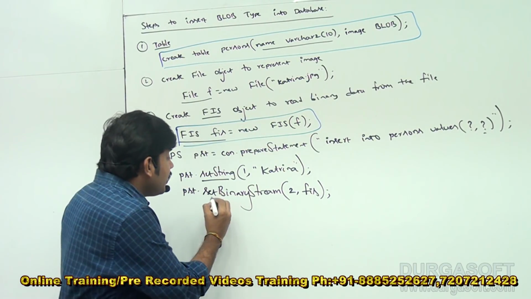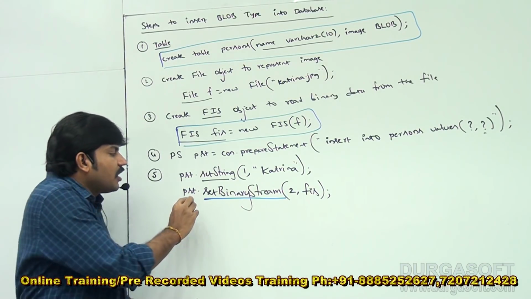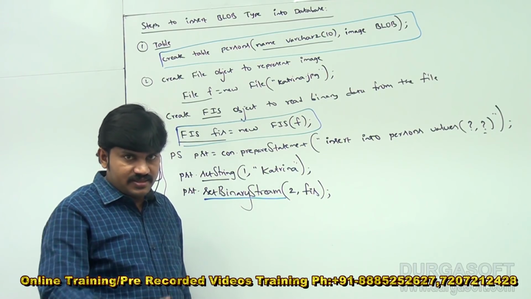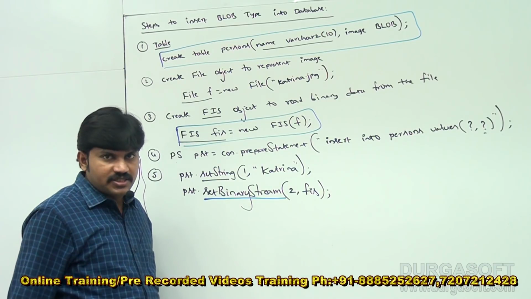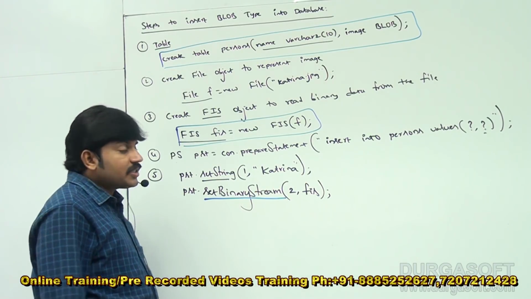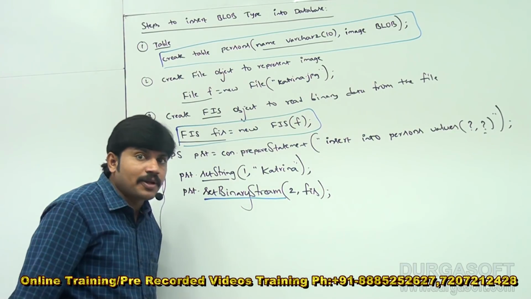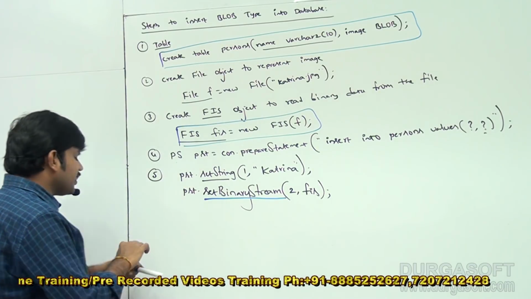Sir, which method do we require to call here? pst.setBinaryStream(2, fis). Clear for all of you? I created a prepared statement with the insert query. Next I provided normal text data. Next I provided the blob type also, by using the file input stream.